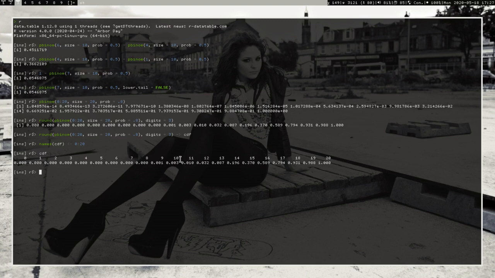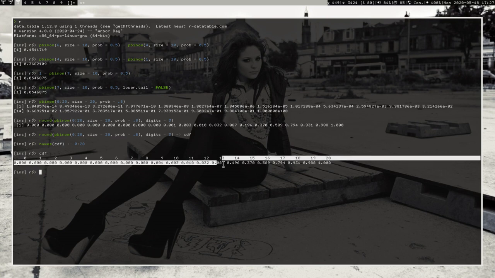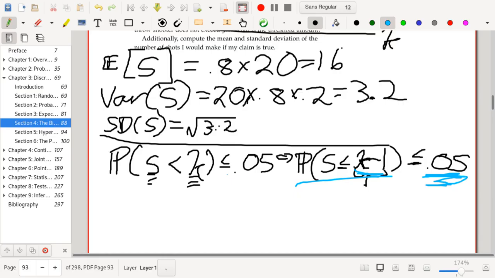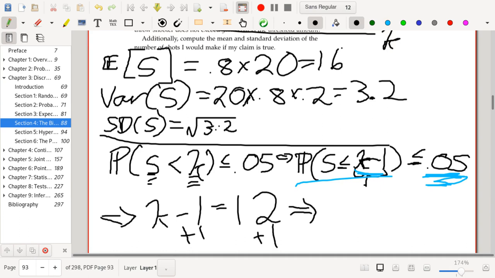What we're looking for in this is a quantity where the CDF... notice that the CDF is increasing as we increase the input to the CDF, right? Our CDF is increasing, and we want to find the largest number that we can put into the CDF such that it doesn't exceed 0.05, and that number is 12. Because at 12, the CDF is going to be 0.032, and at 13, the CDF is going to be 0.087. So it crosses that threshold at 12, suggesting that K minus 1 equals 12. And then we add 1 to both sides to suggest that K is equal to 13.